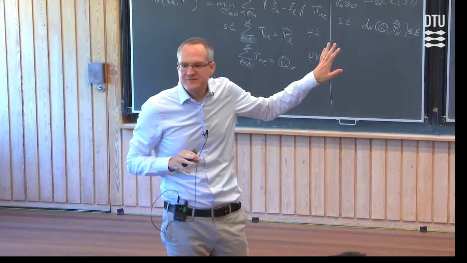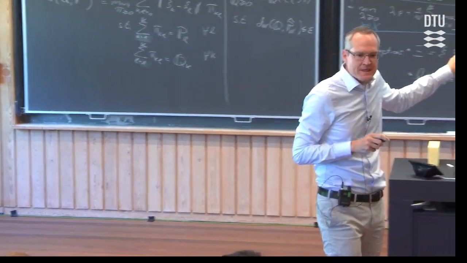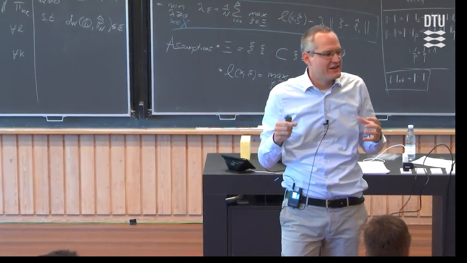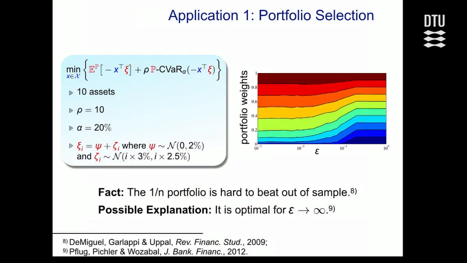This shows that this empirical finding can be explained by a huge amount of ambiguity about the asset return distribution, because the 1/n portfolio is optimal in the limit when epsilon goes to infinity. That's sort of an interesting finding.